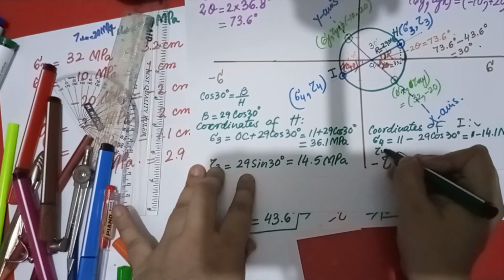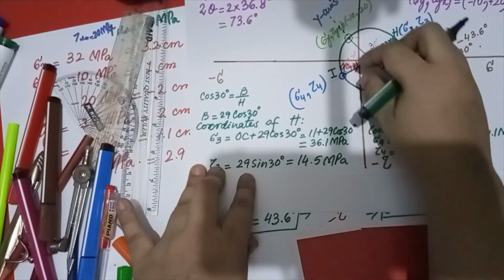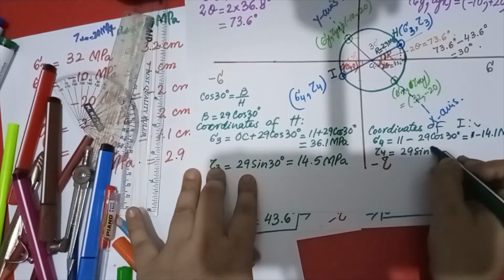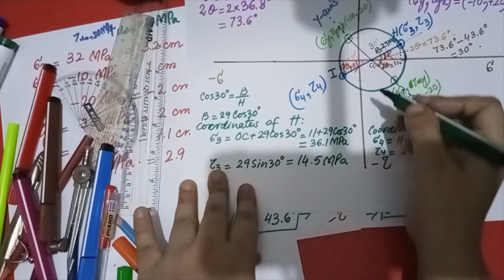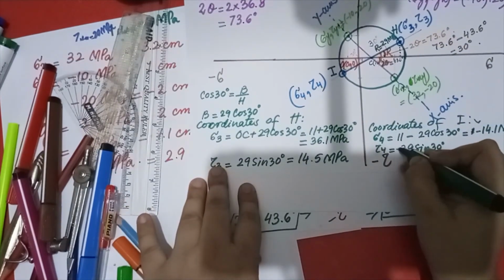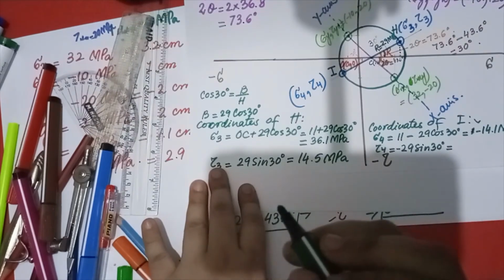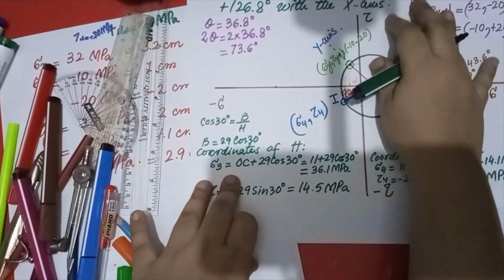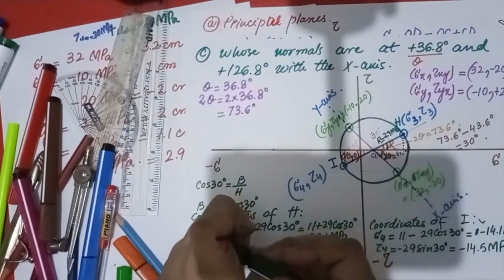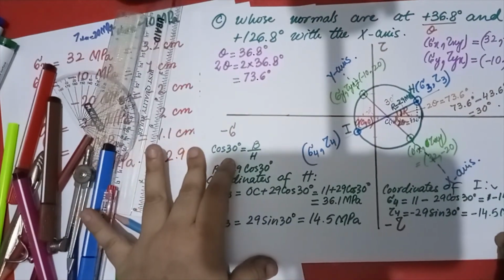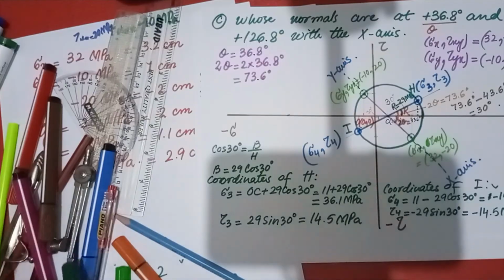And tau 4 is this height, so it will be 29 sine 30 degree, and it is on the negative side. Obviously it is on the negative side, so it is minus. So the answer is coming out to be minus 14.5 MPa. And you already know the value of theta. It was given in the question, on which you will get the value of sigma 3 and tau 3. So you got all these things.